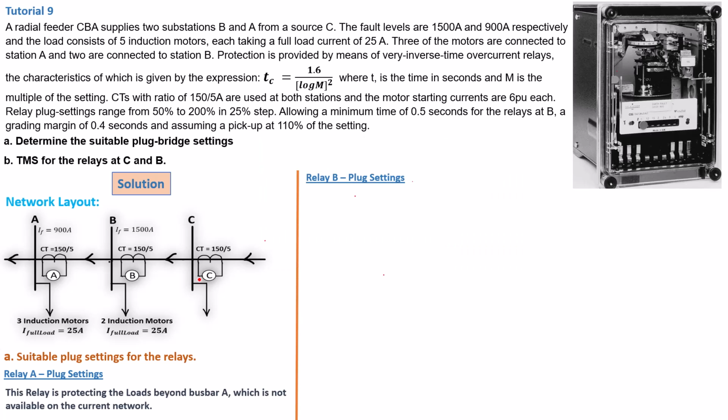Now we can go ahead and move to the relay B plug setting. Now when you look at our network layout, we can see that this relay B here needs to protect the system on bus bar A.